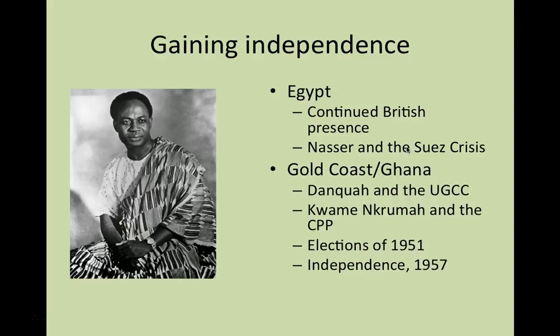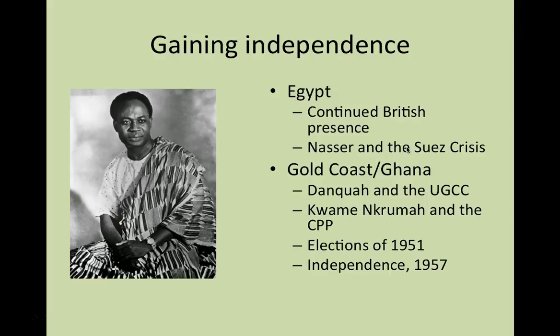The Gold Coast, or as it became known after independence, Ghana, is a very important case. This is the first of Britain's kind of full colonies. Egypt had been a protectorate rather than a colony, and we've already seen that that's kind of a special case, but it's Britain's first colony to gain independence. It's also a great example of a colony that gained independence through diplomacy and peaceful transition, rather than through violence. Though there would be violence later due to ethnic conflict and other factors in Ghana itself.